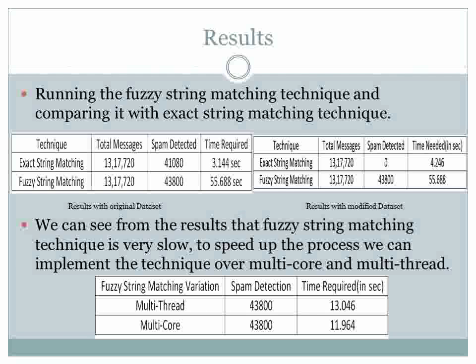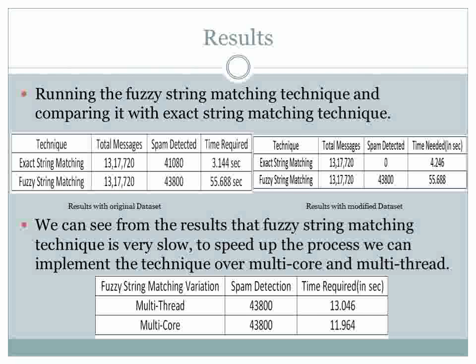Now we modified our dataset, and here we changed all the spam messages. For example, the word free can be changed to FRE@. When this modified dataset was fed to the exact string matching, it wasn't able to detect even a single spam. On the other hand, our proposed technique that uses fuzzy string matching detected the same 43,800 spams. But in both scenarios, we can see that the fuzzy string matching technique is very slow when compared to the exact string matching.